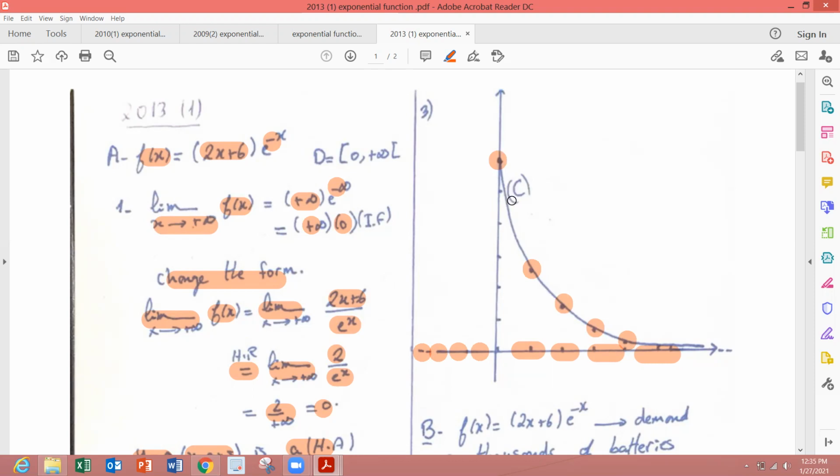So the function is decreasing from the point 0, 6. It is not correct to draw it long from above. It starts from this point. It decreases near the horizontal asymptote. But it is better to take particular points in order to draw any curve.